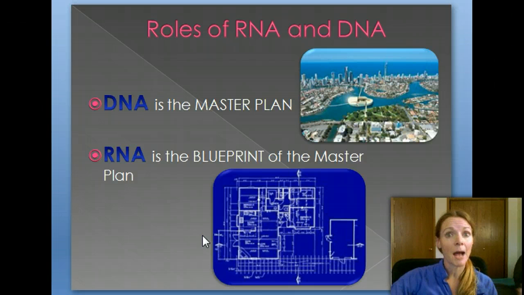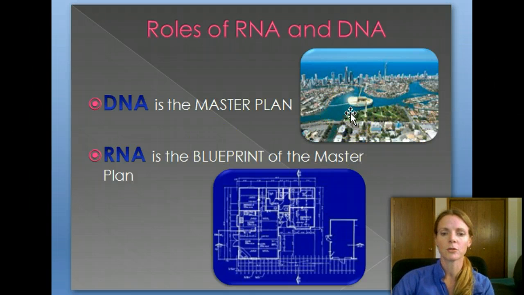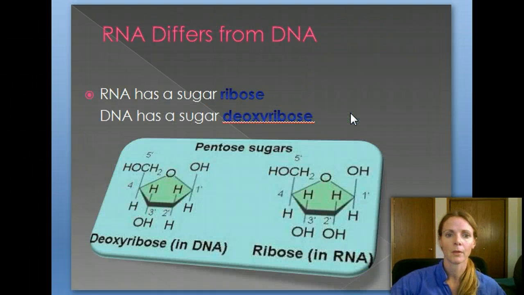Blueprints are absolutely necessary to get to this master plan, right? You need a blueprint. So it's not that one or the other is more important, but the blueprint is kind of like, hey, what should we follow in order to get this master plan? Okay? So remember those two concepts. RNA is the blueprint, DNA is the master plan. So RNA has some differences.